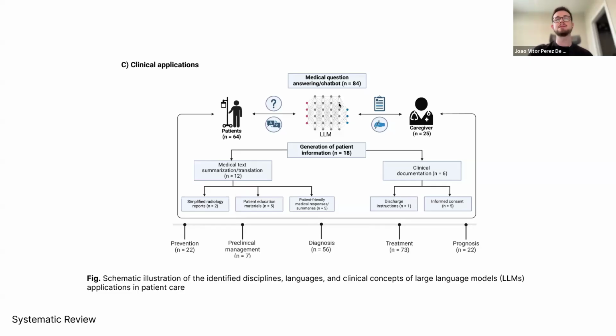But then you would have some approaches that were generating patient information, like medical text, summarization, or translation. You could get something like a simplified radiology report, patient education materials, patient-friendly medical responses, and so on and so forth. If we think about the clinical care pathway, we have models being developed for prevention, preclinical management, diagnosis, treatment, and prognosis. So we have them all the way across the clinical care pipeline.